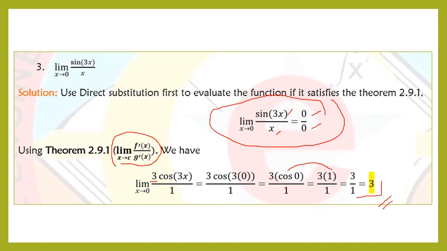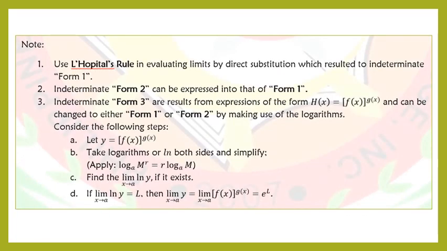So that is our example on indeterminate forms and L'Hopital's rule. Take note, class: use L'Hopital's rule in evaluating limits by direct substitution which resulted in indeterminate form 1. So you only use L'Hopital's rule when direct substitution results in indeterminate form 1, which is 0 over 0 or infinity over infinity.